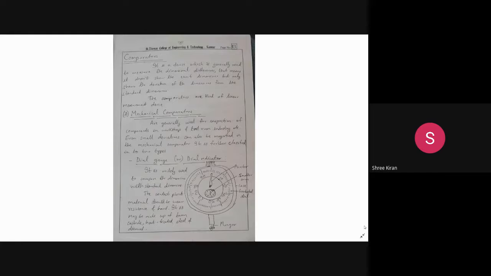So in this case, it is a linear measurement device. The comparators can be broadly classified into four types: mechanical comparators, pneumatic comparators, electrical comparators, and optical comparators.